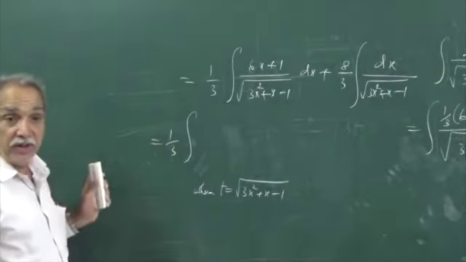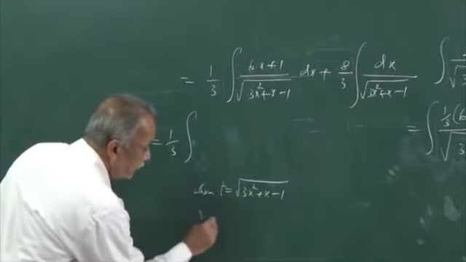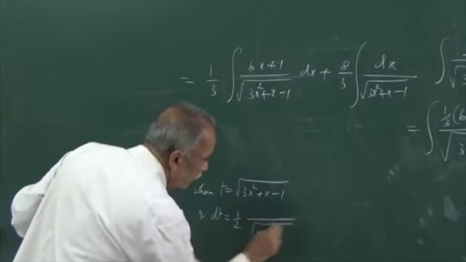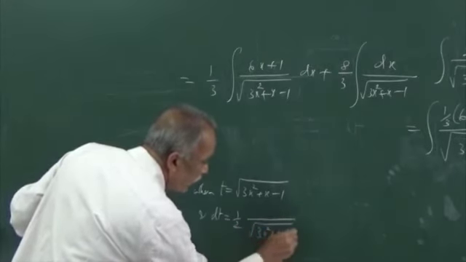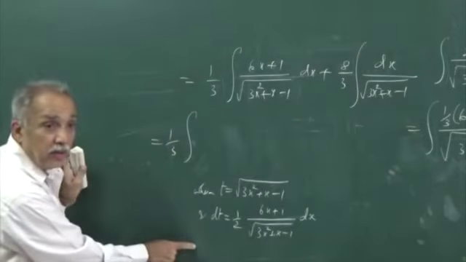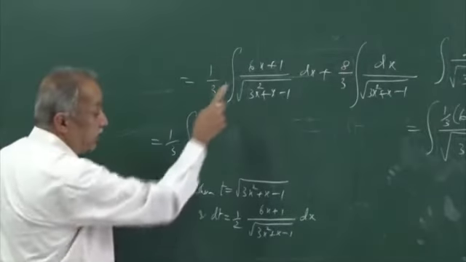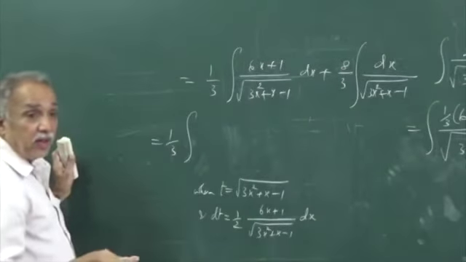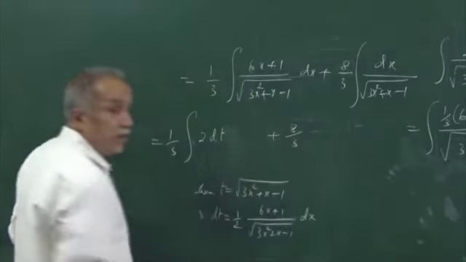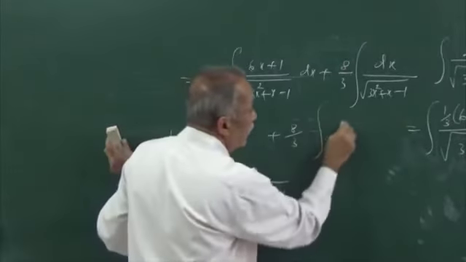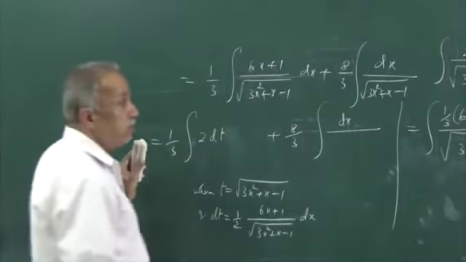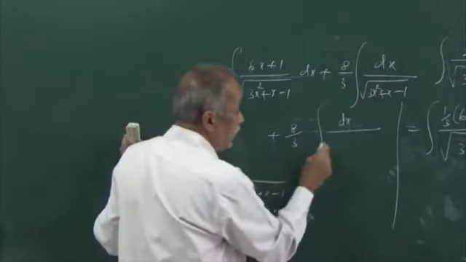What is dt? Am I right? Using this, I am getting the integrand as 2 dt. Now the method I need to apply is the method of completing squares. Before that, let me make the x square coefficient 1.